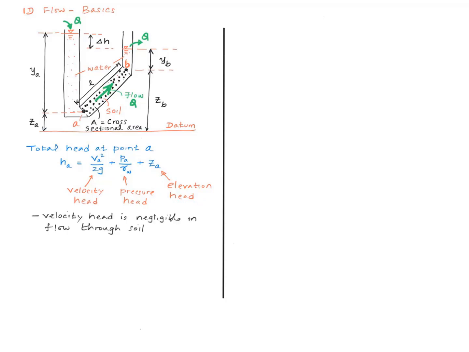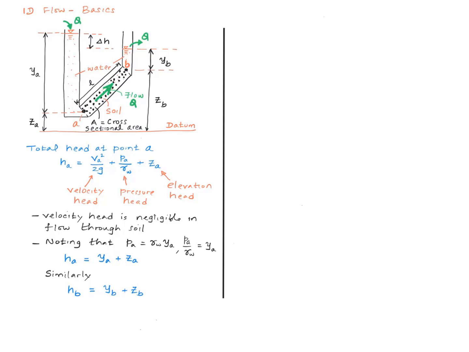It turns out that for most problems that we deal with, the velocity head is negligible. The velocity of water flow inside these tubes is also negligible. Then basically the pressure at point A is the hydrostatic pressure at point A, which is given by this equation, and therefore PA over gamma W is simply equal to YA. Then the total head at point A simplifies to this equation right here. Similarly, the total head at point B is written like this.